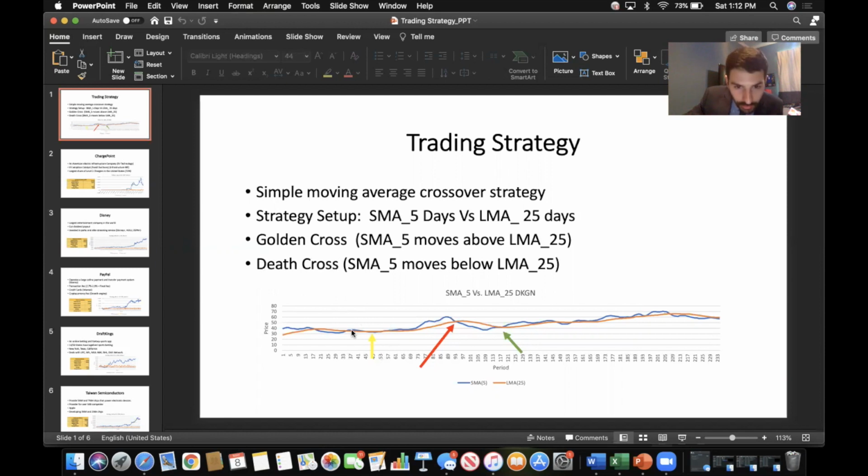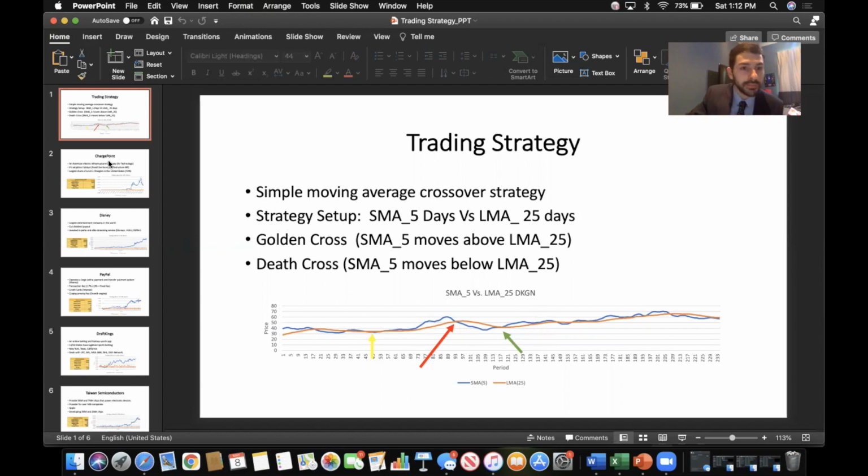If we look at the yellow arrow right here, it's a choppy trading condition, which can give your trading signals a few different indicators. Now, if you look at the red arrow right here, this is what is known as the death cross. The small moving average is moving below the long. And then we have the green arrow, where the small moving average is moving above the long.